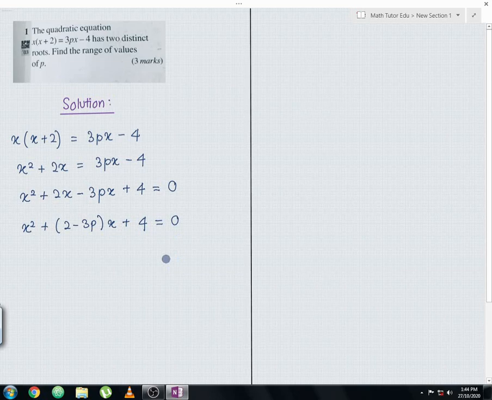Okay, as you can see here, we have already expressed this in terms of the general form of quadratic equation, which is ax squared + bx + c = 0. Okay, so let us proceed to fulfill the requirement of the question, which is they ask us to find the range of values of p. Okay, so how to find the range of values of p? So let us take a look at the information given by the question. The quadratic equation has two distinct roots.